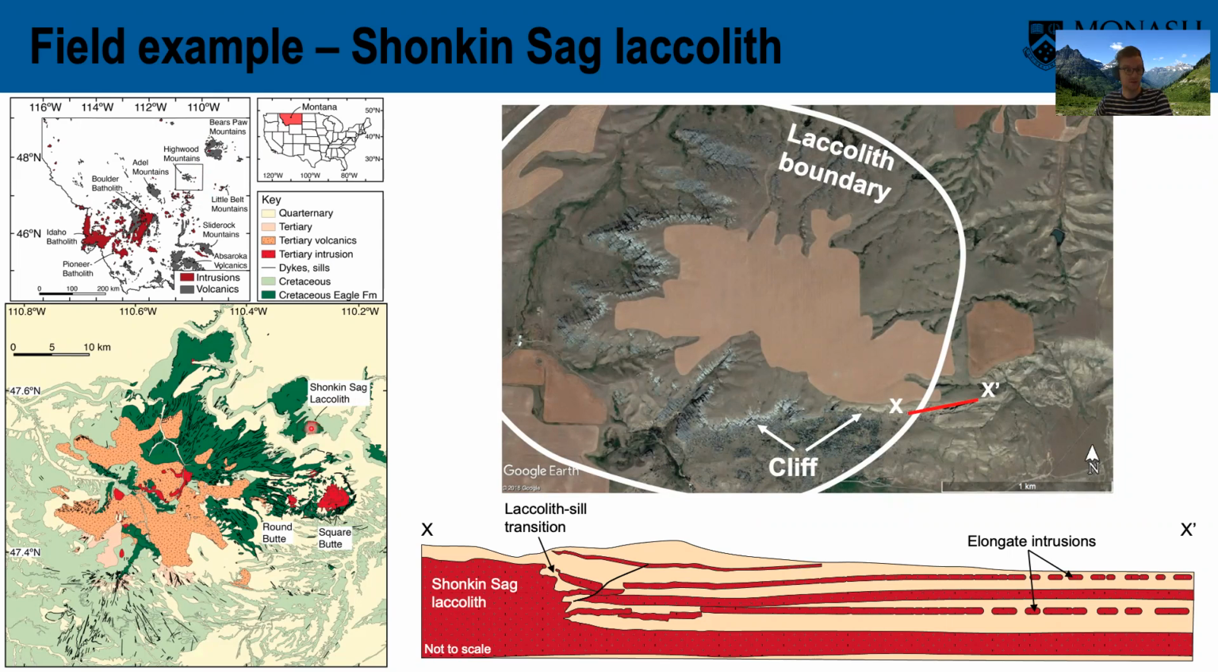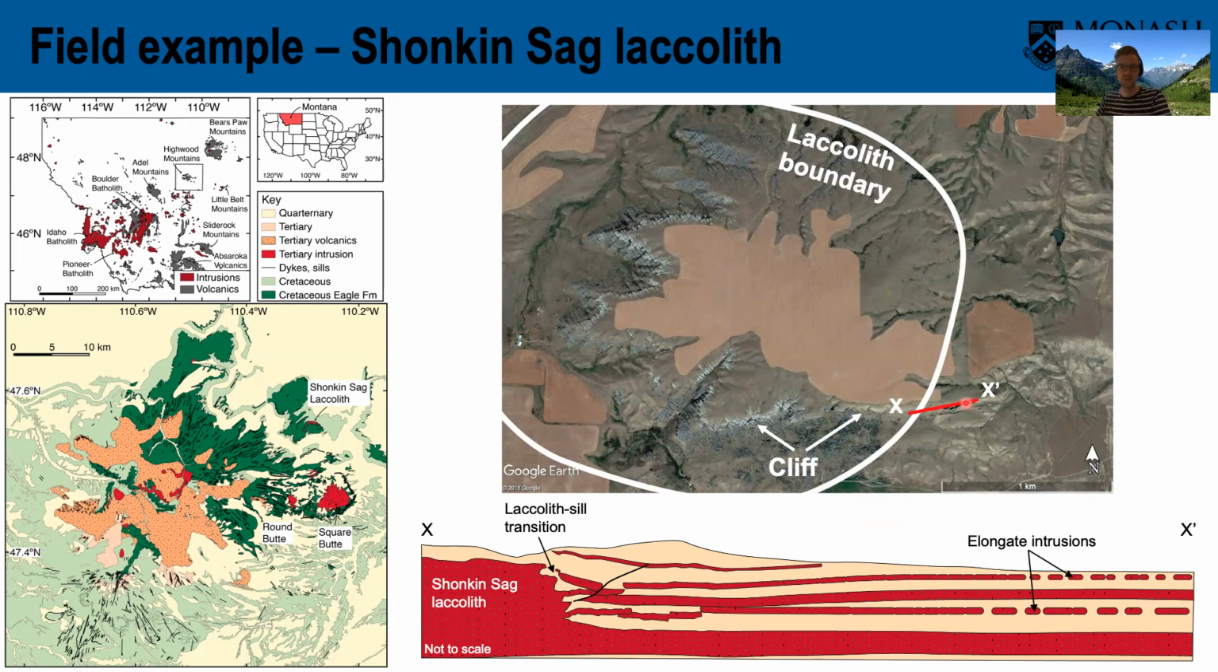The Shonkin Sag laccolith is a mafic intrusion of tertiary age, which is emplaced into sandstones with thin shale interlayers of the Cretaceous Eagle Formation. The outcrop we are looking at is located here at the southeastern margin of the laccolith, and here's a schematic cross-section. We use the drone to collect images of this cliff face to create a photogrammetric model, which we then use to map and quantify host rock deformation mechanisms. The main magma flow direction in this area is towards the southeast, so the cliff face is approximately perpendicular to the magma flow direction. It's slightly oblique, but more or less perpendicular.